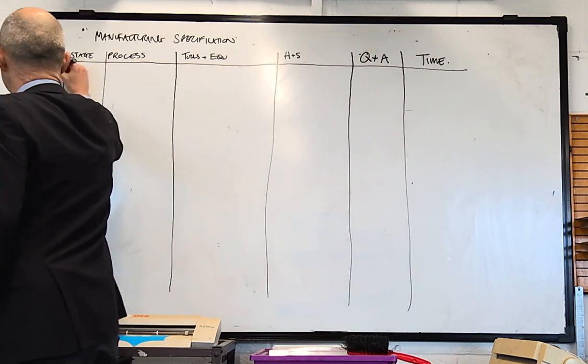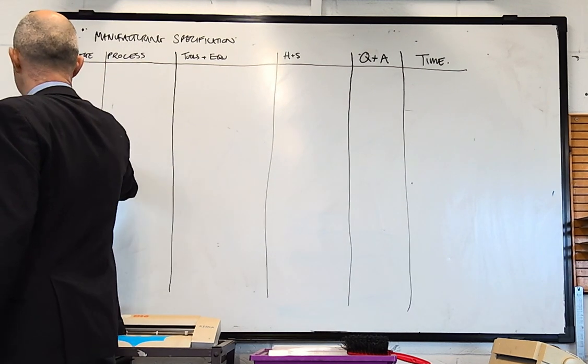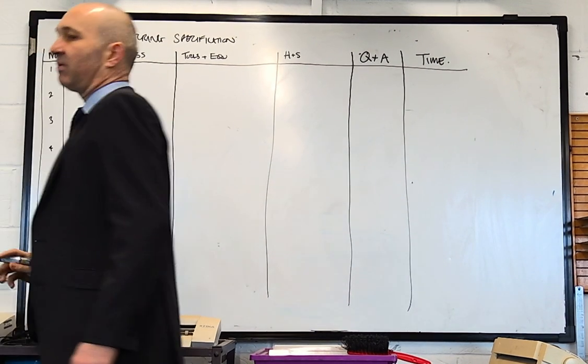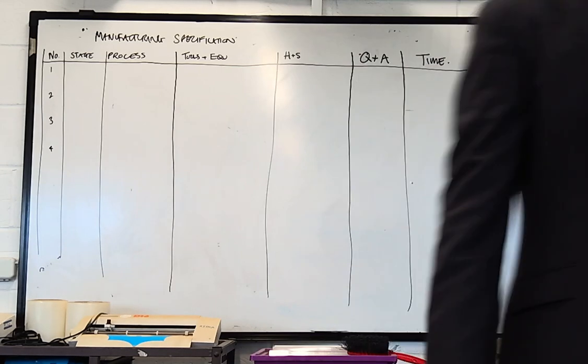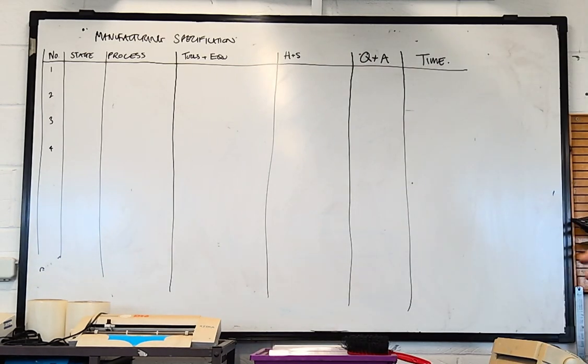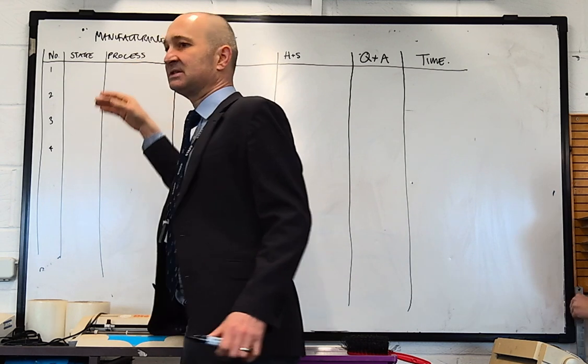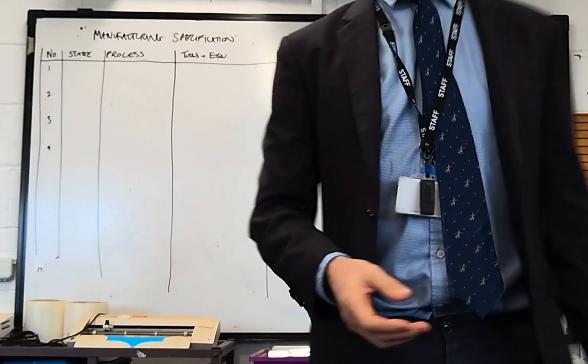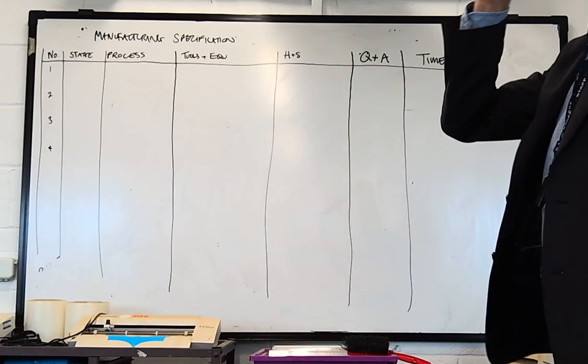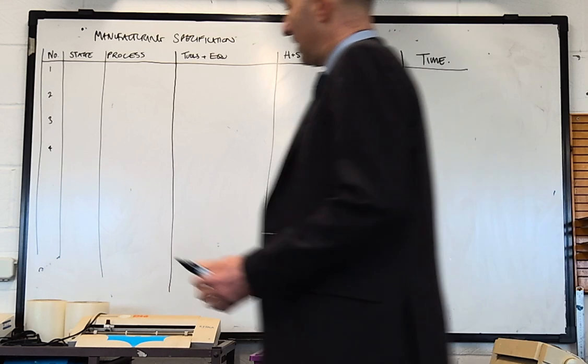So on the left-hand side here, what we're going to have is just numbers, 1, 2, 3, 4, all the way up to, I would have thought, about 30. Now, I've also been asked a number of times, where does this start? Does this start with the CAD? Does this start with the manufacturing of the circuit board? To be honest with you, I don't mind where it starts, but it's got to be chronological.